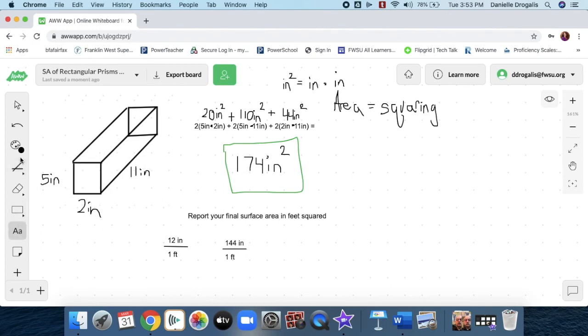Okay, I'm almost there. All right, so for every 144 inches squared in every square foot.